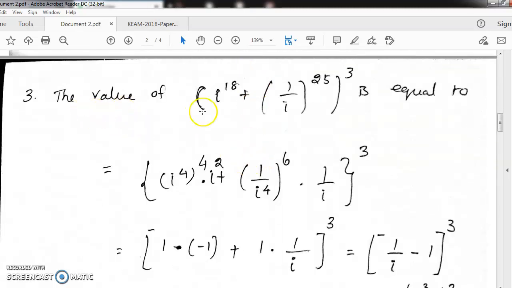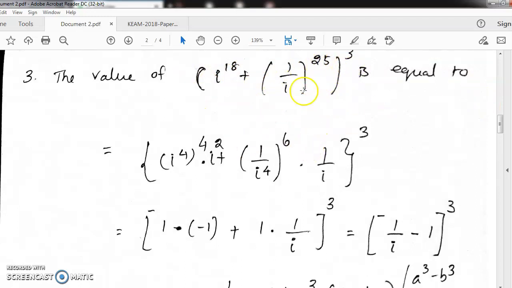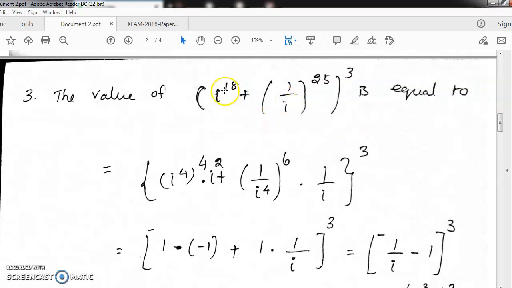Next, the problem is: the value of (i raised to 18 plus 1 divided by i raised to 25) the whole cube is equal to what? The question is asked in this fashion. So by looking at this 18, 25, that is a huge number, you should not worry. We can easily simplify this.